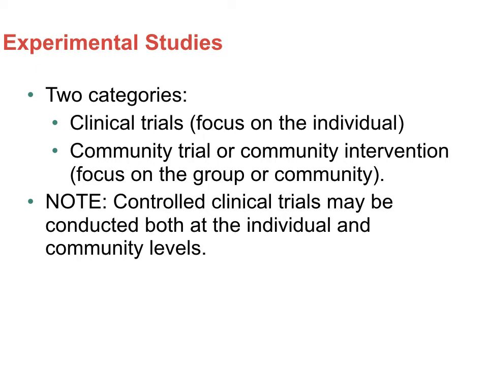So there are two broad categories of experimental studies that we're going to focus on. The first type are clinical trials, and these focus on the individual. So going back to that example, I want to see if this medication or this new vaccine is more effective than what we're currently doing to treat X. And so you're actually giving an individual something. Versus a community trial, which focuses on the overall community as the target of the intervention versus an individual.